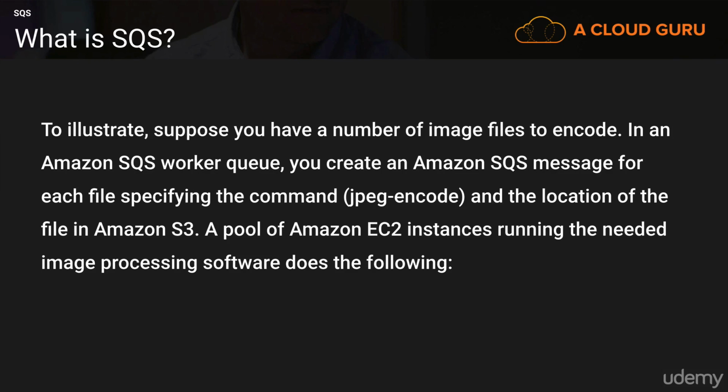So to illustrate, suppose you have a large number of image files to encode. In an Amazon SQS worker queue, you can create an Amazon SQS message for each file specifying the command and the location of the file in Amazon S3. A pool of Amazon EC2 instances running the needed image processing software then do the following.